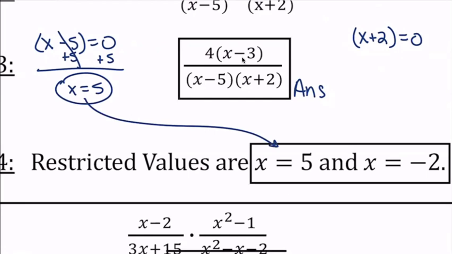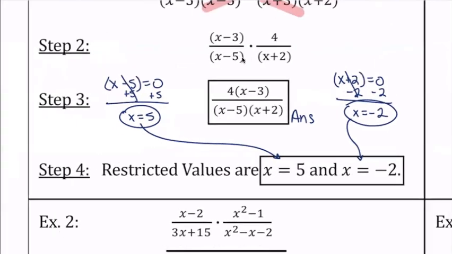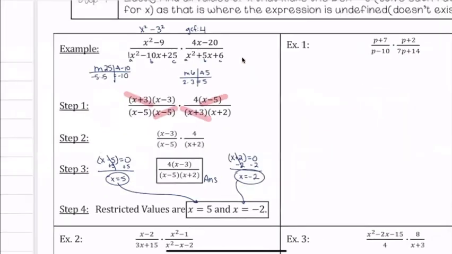Here I have x plus 2 equals 0. To get the x by itself, I would just do the opposite. So I'm going to subtract 2. 0 minus 2 is negative 2. And there we go. Okay, good.